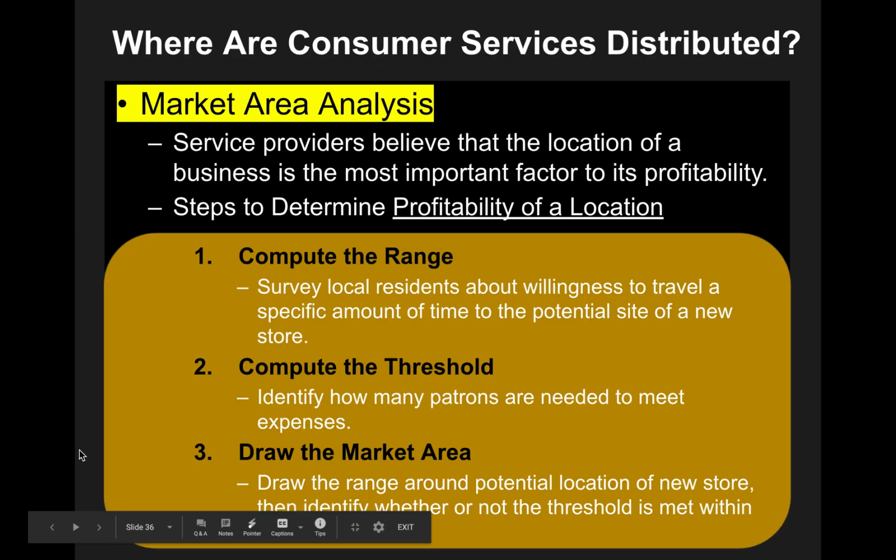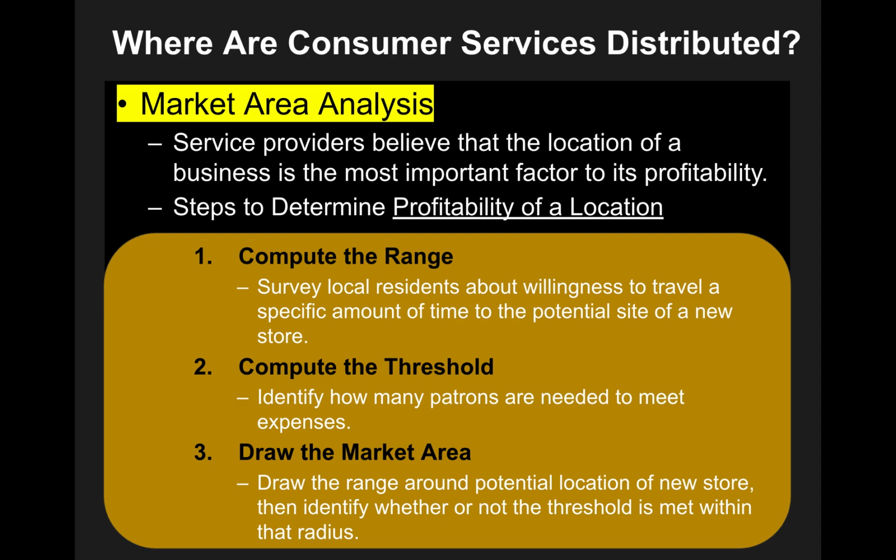Looking at a market area analysis, when we're doing a market area analysis, the geographers are using the information to find the most profitable location. First, they would do a market area analysis. They would compute the range, and estimating the range is typically done with zip codes of credit card customers that are willing to purchase the service. And then the threshold. Again, that's the minimum amount of profit that's needed to sustain a business. Thresholds can vary, and oftentimes you'll have to look at a comparative service.